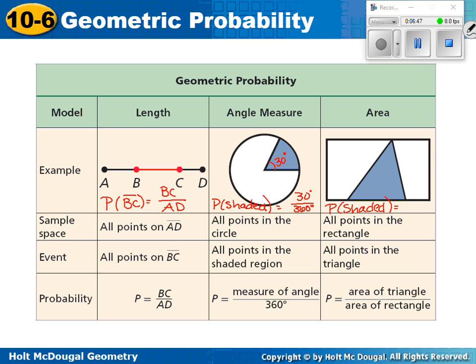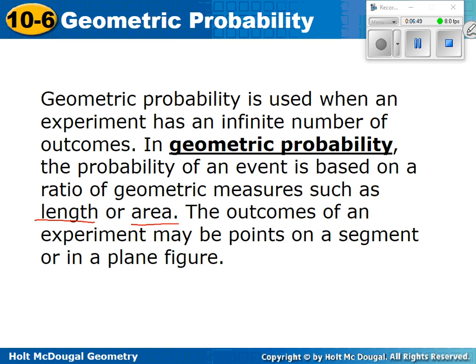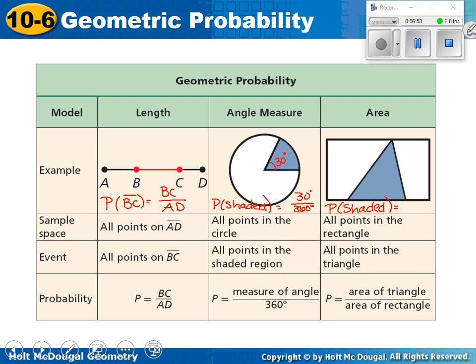Okay. And if it's something more complicated, like the last one here, where you have different shapes, if I want to find the probability of the shaded region, what would I need to calculate? The area of, okay, be specific, what would go on top? Area of the triangle, and then on the bottom, the area of the rectangle.